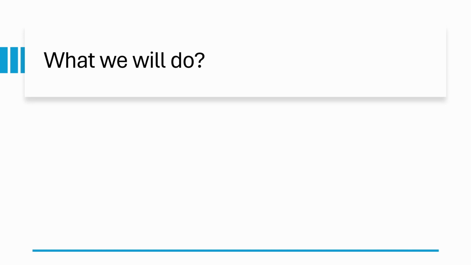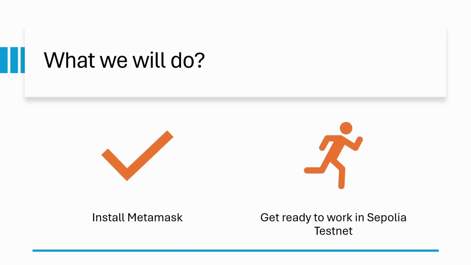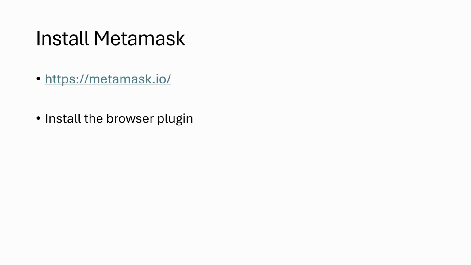We will see how to install MetaMask and work in Sepolia Testnet. There are only two steps: installation of MetaMask and getting some basic resources to be ready to work in Sepolia. So how can we install MetaMask? All you need is the link to this website, and then you have to download the plugin and install it in our browser. That's the only thing. So let's see how we can do that.